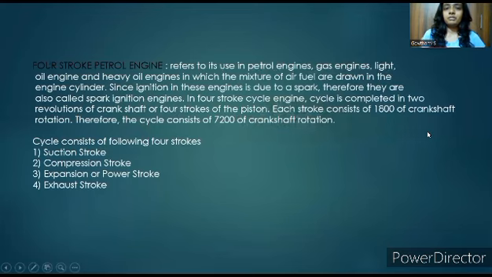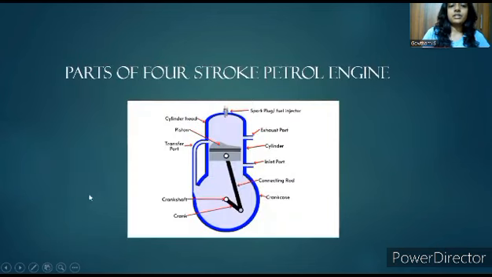So, the four-stroke petrol engine. As the name says, it is used in a petrol engine where the petrol is converted into energy so that the vehicle can move. This four-stroke petrol engine consists of a cycle which continues for two revolutions and is divided into four parts: the suction stroke, the compression stroke, the expansion or power stroke, and the exhaust stroke. Before going into this, we'll see the parts of a petrol engine.